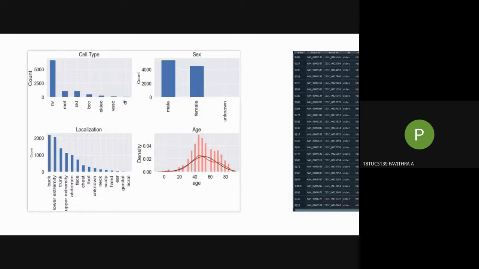Yes, I'm audible. Just continue. We have taken every parameter in the data set, and then we have compared it with the other parameters, so that we can classify how many males have the cancer for a particular lesion type. So that analysis we have done in this part, and we have plotted it.